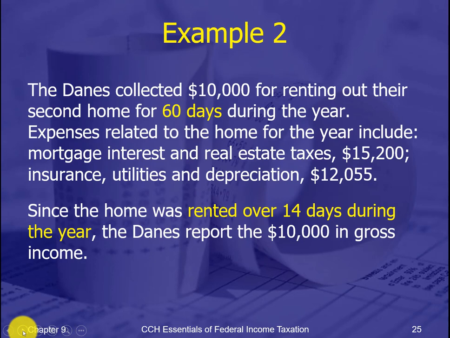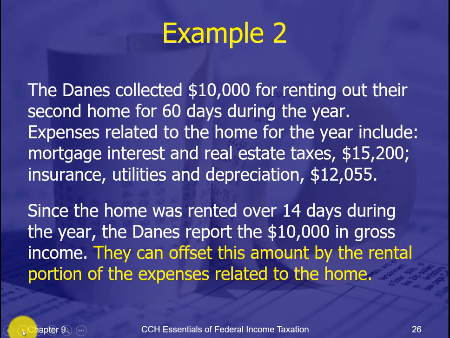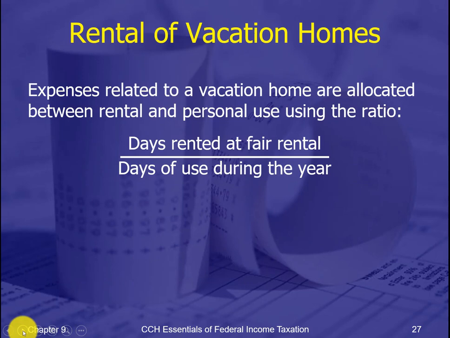Since it was rented for over 14 days, we have to report the $10,000 in income. We don't get to ignore it. And then we have to allocate the expenses so they can offset the rental income. How do we allocate those expenses? Typically, or the way the IRS says, is we take the days rented at fair value divided by the days of use during the year.